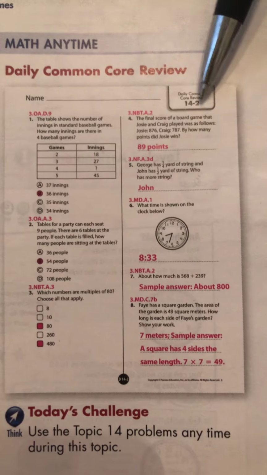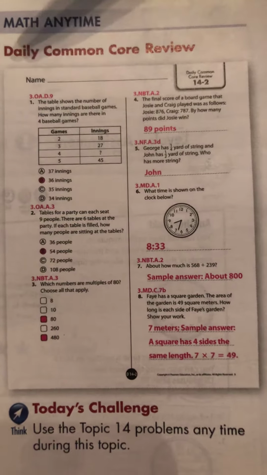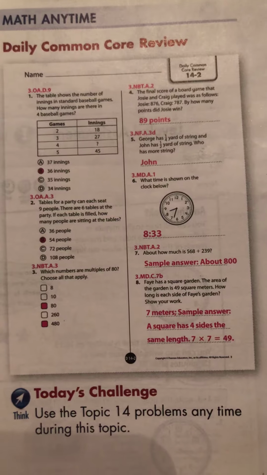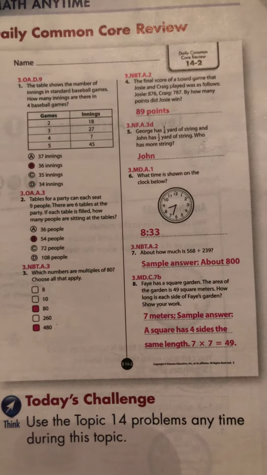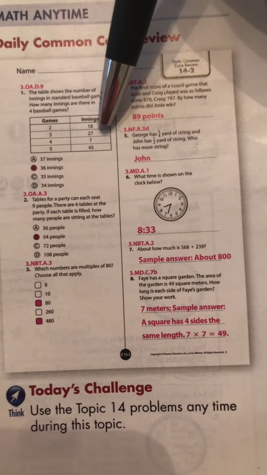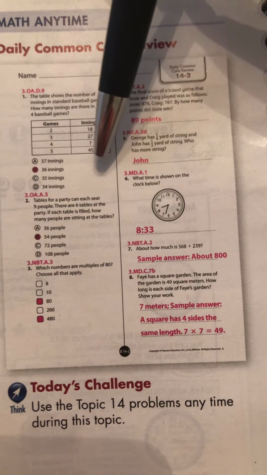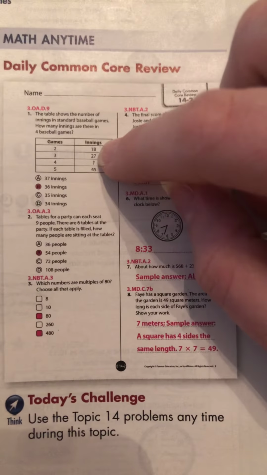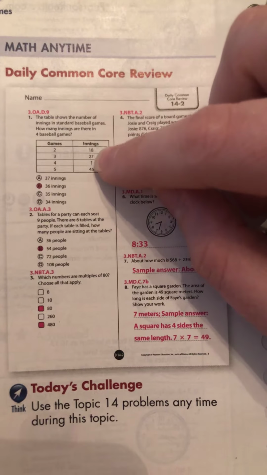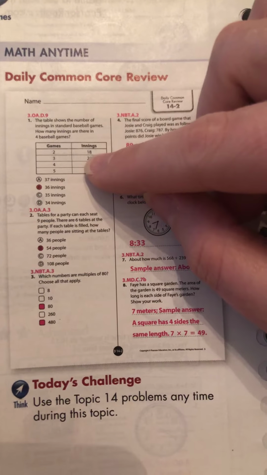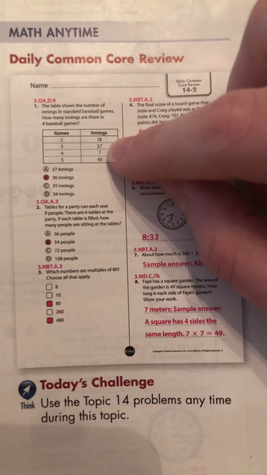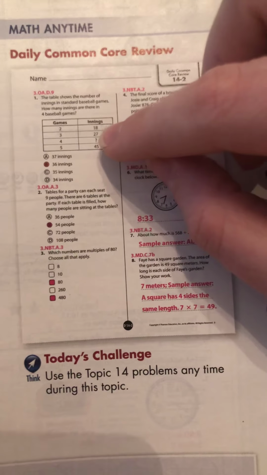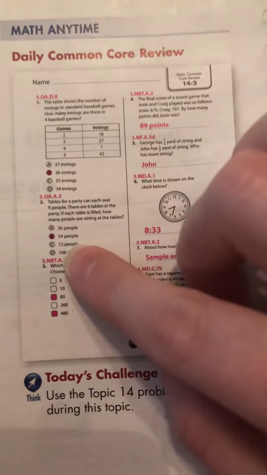This is on Pearson. Okay, so the table shows the number of innings in a standard baseball game. How many innings are there in 4 baseball games? So they have 18, 27, something's missing, 45. Well, look at this, 18 and 27. Well, I know 9s has 18. I know 6s has 18, but 6s doesn't have 27. So this looks like it's multiplying by 9s. So 9, 18, 27, and the missing number would be 36, okay?